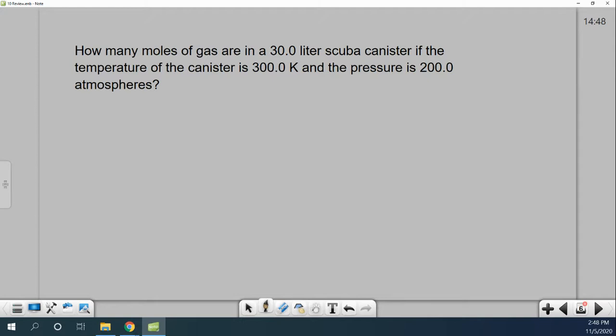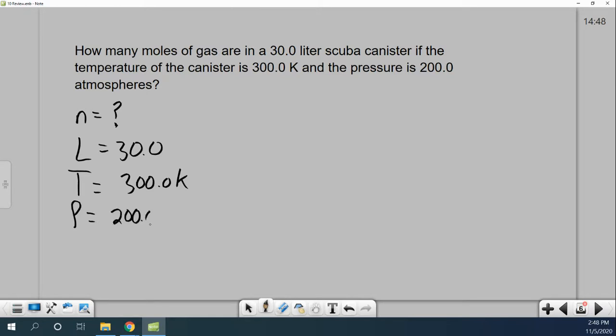How many moles of gas? Okay, so I need to find number of moles. How many are there in a 30-liter scuba canister if the temperature of the canister is 300 Kelvin and the pressure is 200 atmospheres? Whew, that's a lot of pressure. 200 times 101.3.